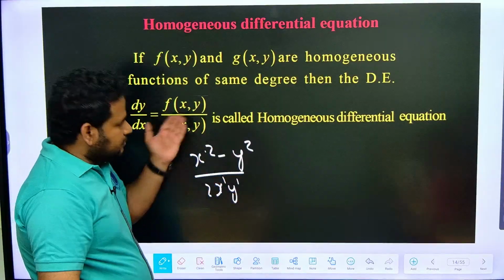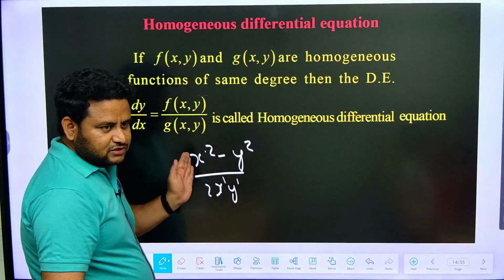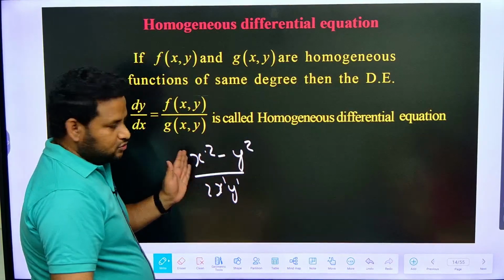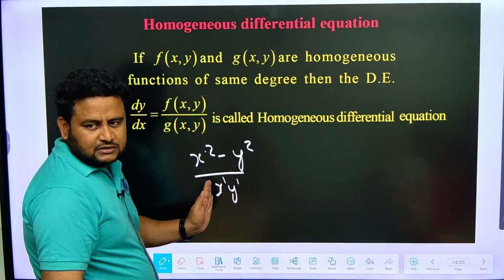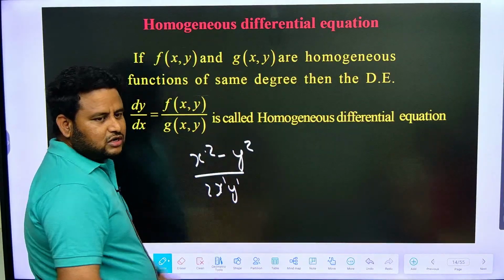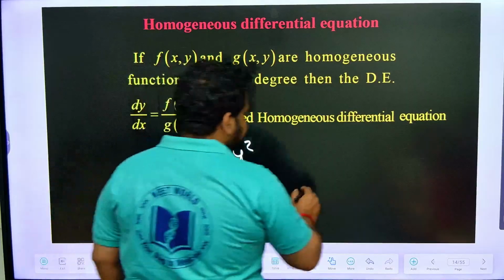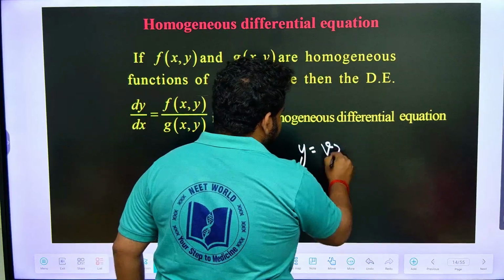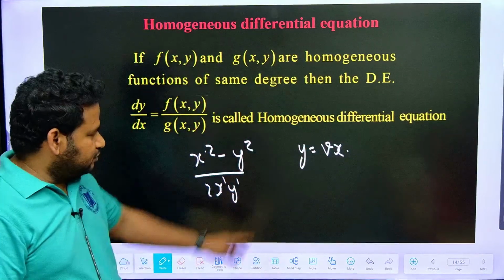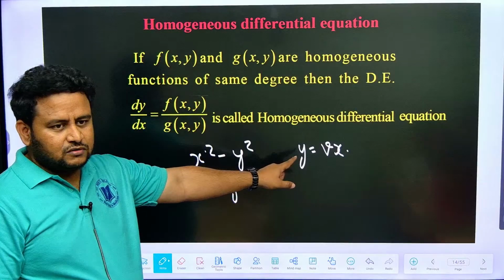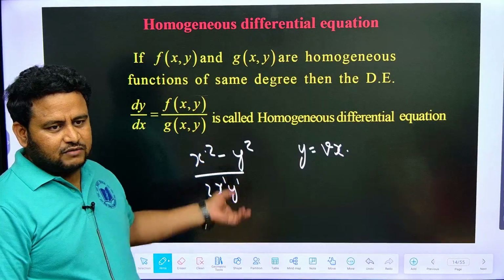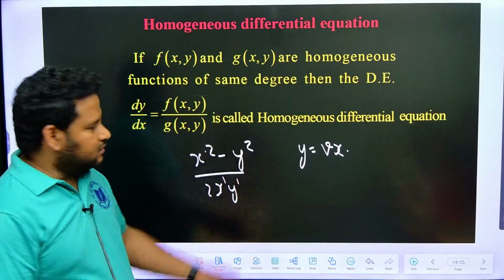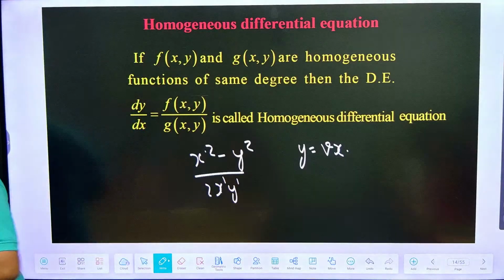Since it is same, we use the word homo. Different means we will use hetero. So homogeneous differential equation. Since the power is same here, we will call it homogeneous differential equation. So how to solve this? We will put the substitution y is equal to v into x. Correct? y is equal to vx. We will keep it. Okay. So let us take an example, then you will get clarity.